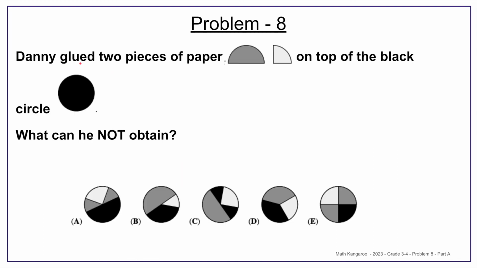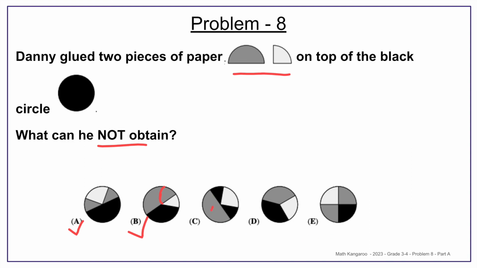Problem 8. Danny glued 2 pieces of paper, this and this, on top of the black circle. What can he not obtain? So let's go step by step, looking and observing each and every option. So option A. So we have this circle and that is the one piece we put on it and that's a darker semicircle. Yes, this is possible. We have a semicircle, we put it on the circle and this is basically half of it. So yes, this is possible as well.